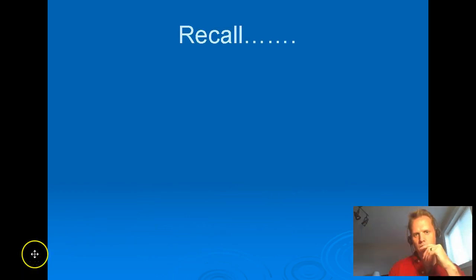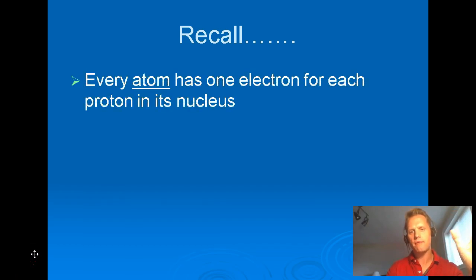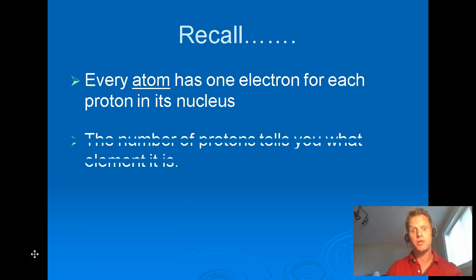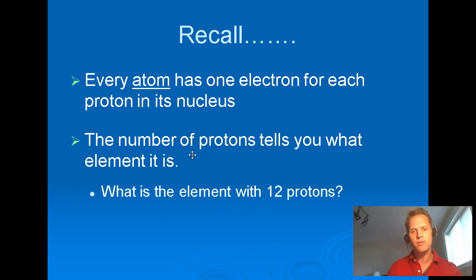So here we go. Let's go back to the Bohr-Rutherford a bit. Recall, every atom has one electron for each proton in its nucleus. When it's neutral, you have the same amount of protons as you do electrons. The number of protons tells you what element it is. And where do we get the number of protons from? Well, if we look at a periodic table, the atomic number is how many protons you have.